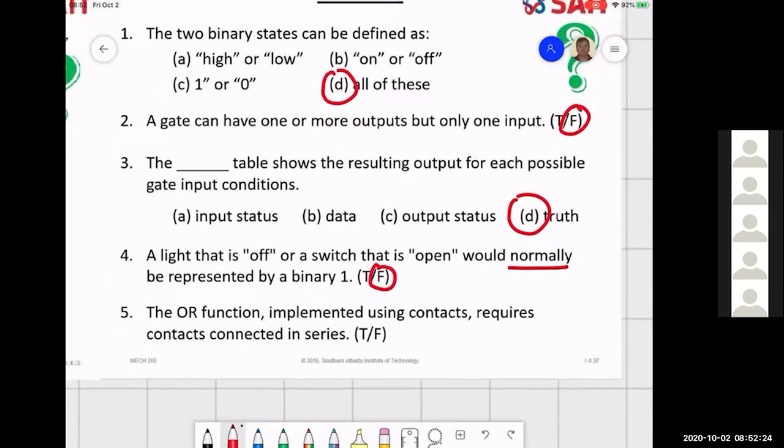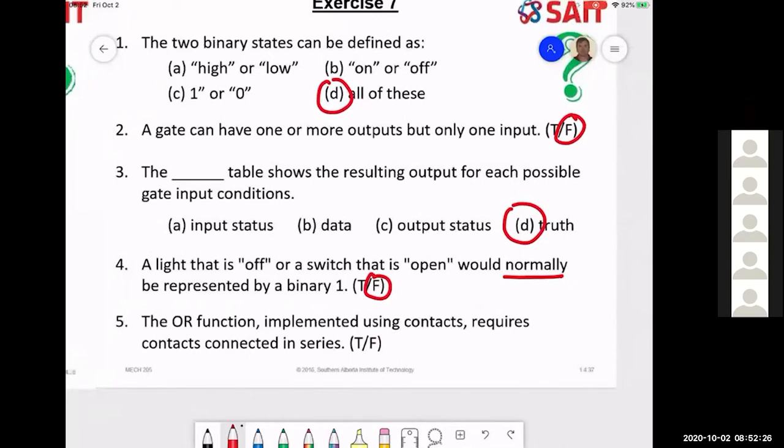The OR function, implemented using contacts, requires contacts connected in series. True or false? False. That'd be false. They should be in parallel. Yeah, parallel, correct. You see the word there I've used contacts. In this case, the example we did before was switch contacts. You're going to see in your labs we can use relay contacts. Contacts is kind of a generic term there, meaning two things connected to conductors that we open and close. Excellent.